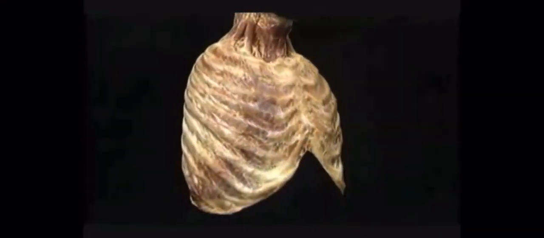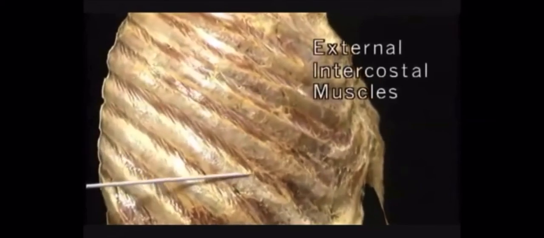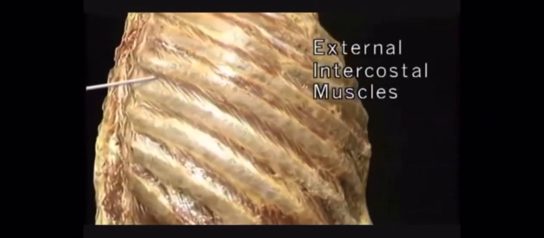Now that we've looked at the diaphragm, we'll move on to look at the muscles that produce movements of the ribs. First, we'll look at the principal muscles that produce inspiration, the external intercostals and the scalene muscles. Here are the external intercostal muscles. They're thin sheets of muscle that connect each rib to its neighbor.